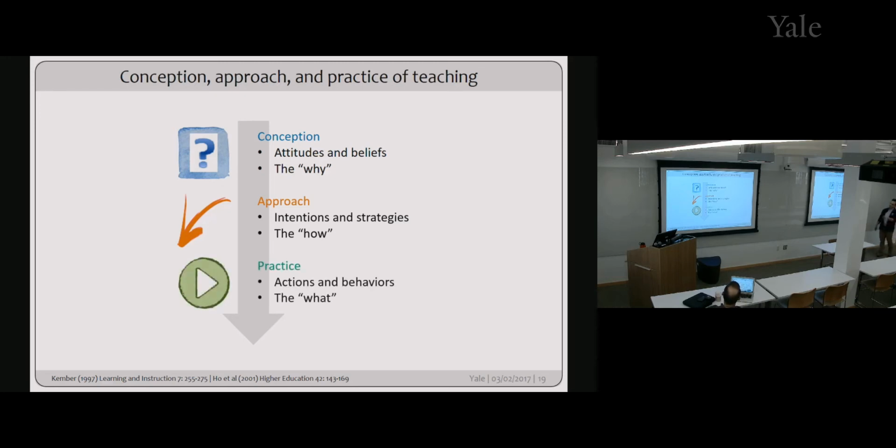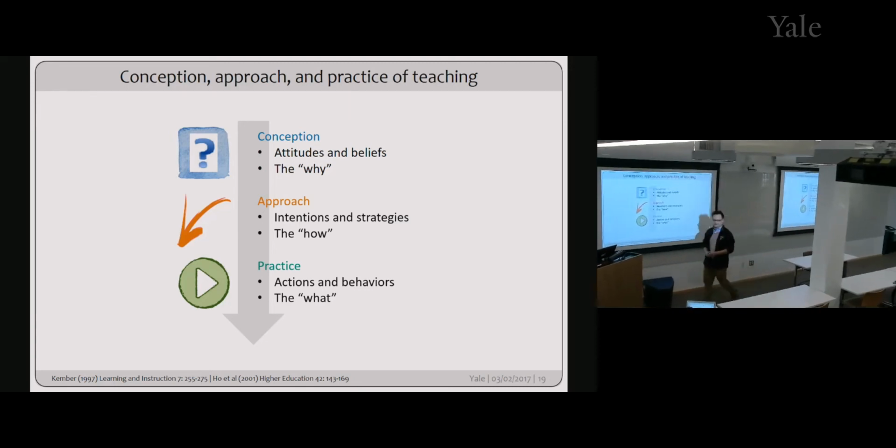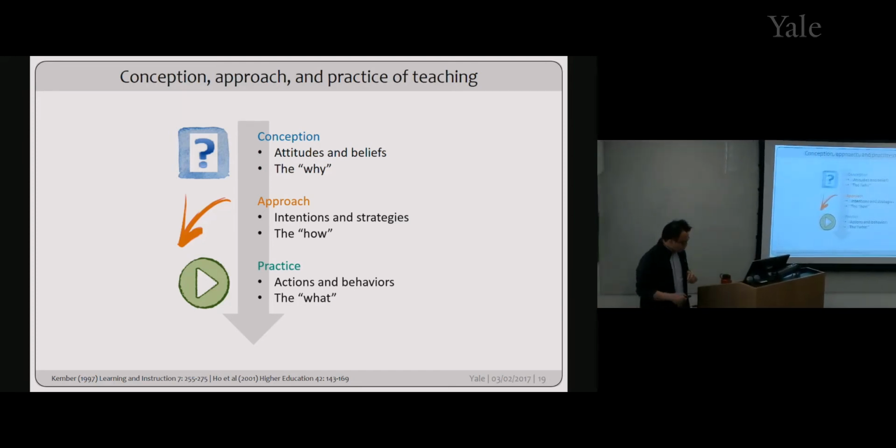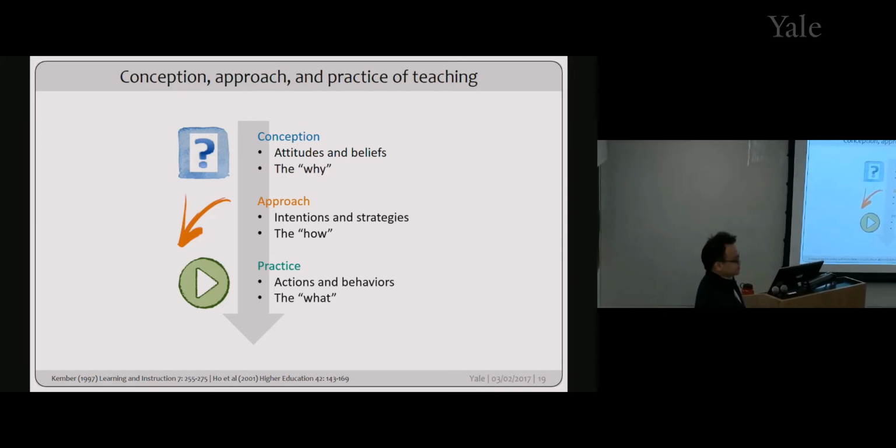So in the literature, there's this idea that maybe there's a linear connection. What you believe in informs what you plan to do, and what you plan to do informs what you actually do. Seems like a pretty reasonable connection. And so what we wanted to do is go back to the beginning and really understand the conception.